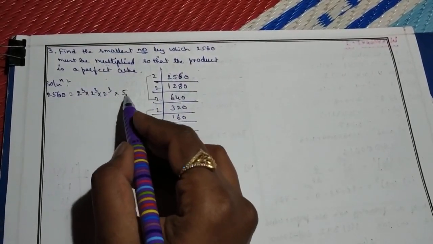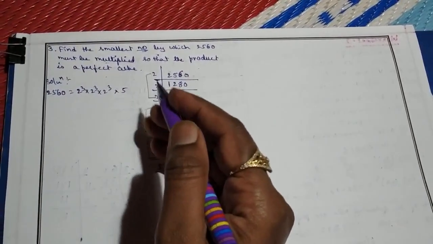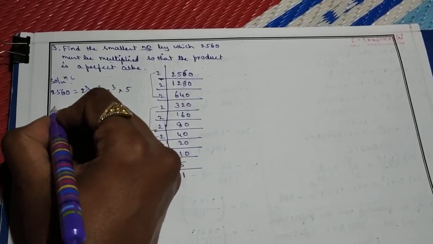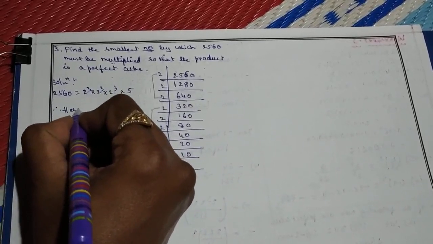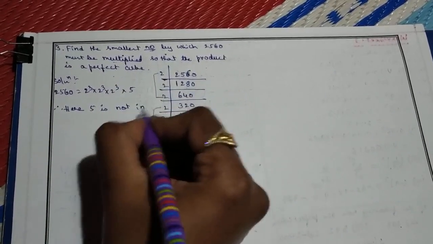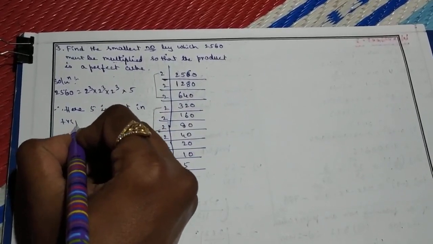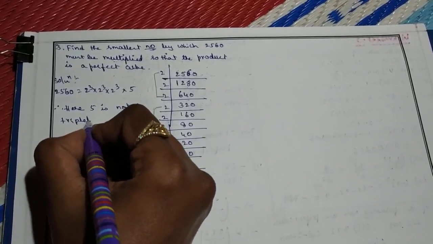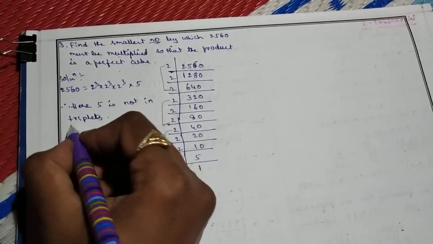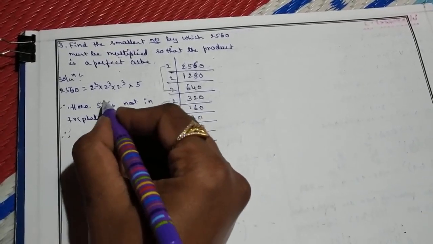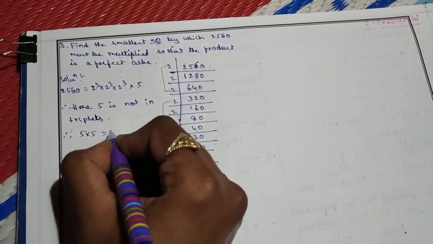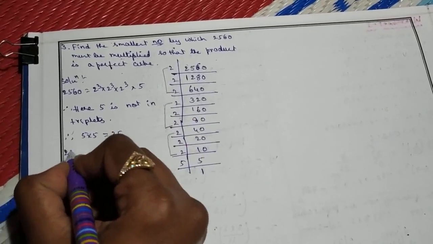What is that number that should be multiplied? If I want this 5 three times, another 2 fives are required to become a perfect cube. Therefore here factor 5 is not in triplets. How many 5s are required? Still 2 more 5s, that is 5 into 5, which equals 25.